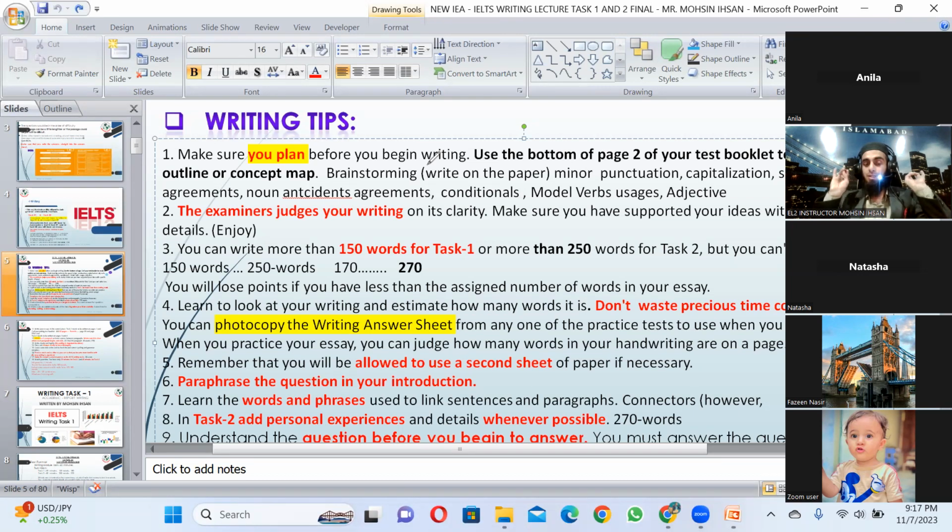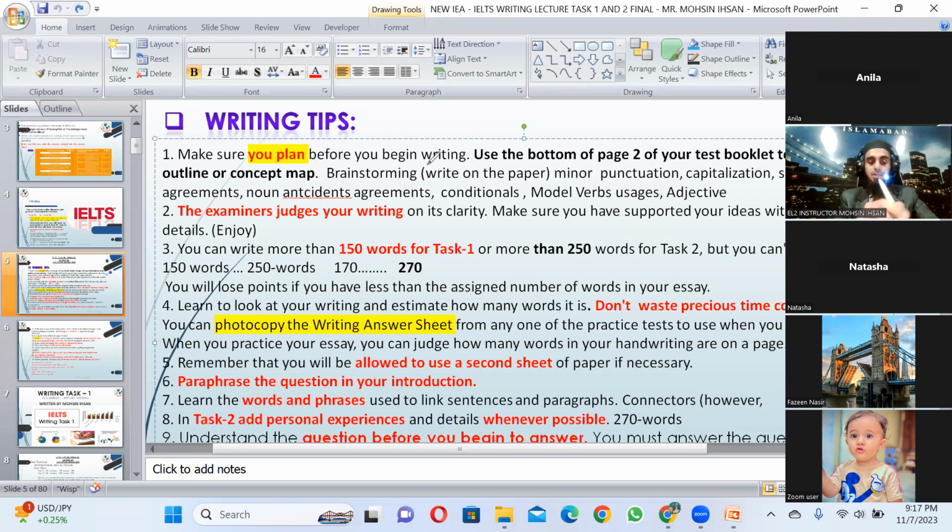Now in all modules, speaking, reading, listening, writing, whatever the module is, if you just try to run through it, especially in writing and speaking, if you only try to complete it just to fulfill it, this is not fair. You would not get your desired score.